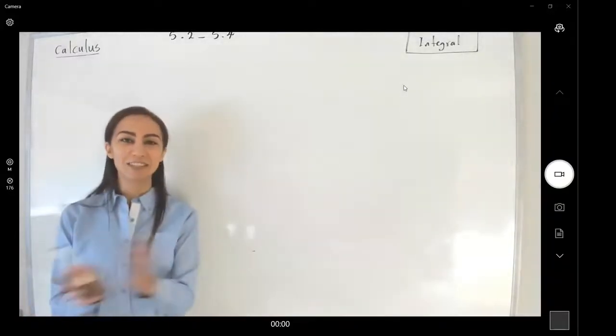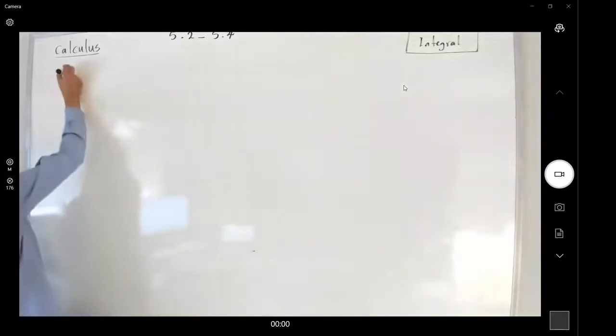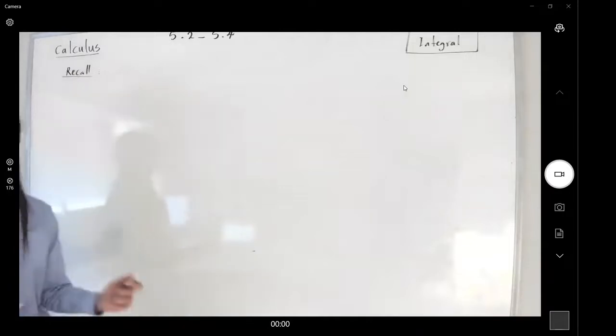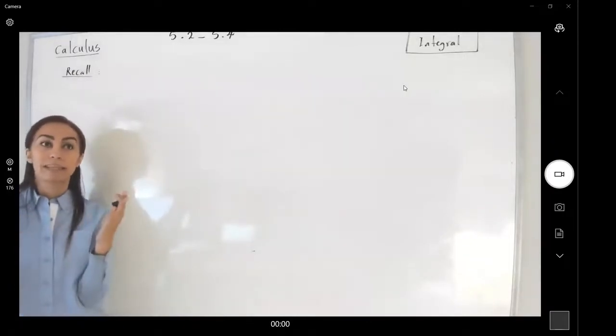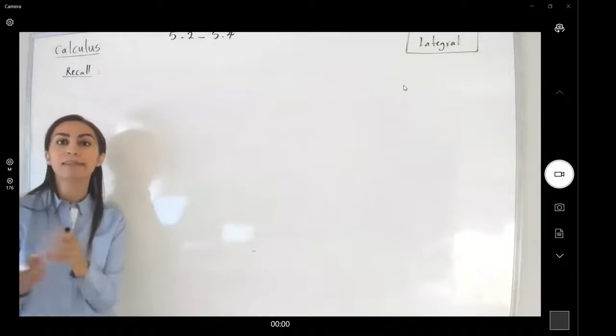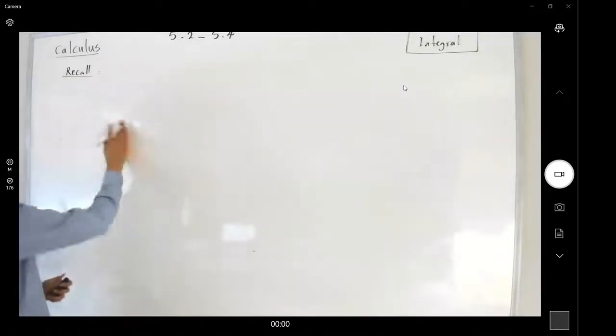Very well. Let us continue chapter 5. What we learned so far. Let's recall. Recall that we started talking about Riemann sum, and then we take the limit of our Riemann sum and we define something that we call the integral.